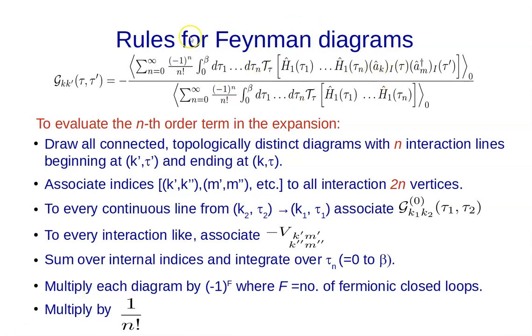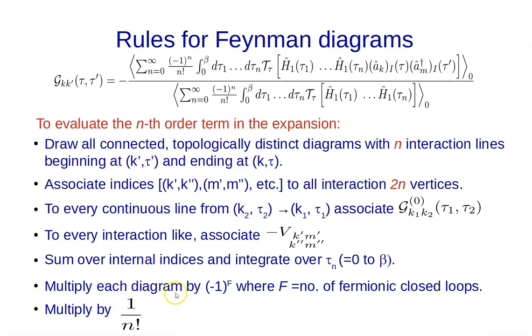So let's review the rules for Feynman diagrams. Now, when I have these Matsubara Green functions, the rules are very similar to those that we had for the time-ordered Green functions at zero temperature, with a couple of differences. First, here you have to associate propagators, which is going to be G naught, not i G naught as before. And notice that for the interactions, you have these minus ones associated with them. So for every interaction line, you associate minus, with K prime, M prime, K double prime, M double prime, and so on. If you are in real space, then these should be real space coordinates and whatnot. And the other important difference is that the integral in tau is done from zero to beta for all these tau 1 to tau n's.